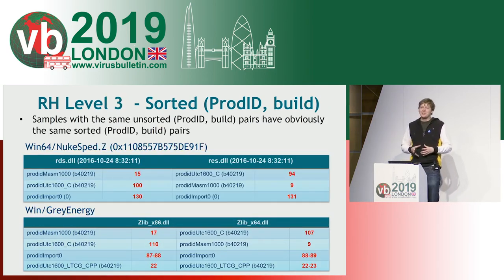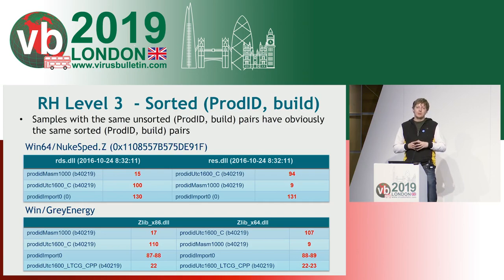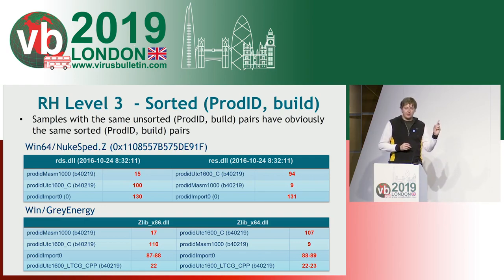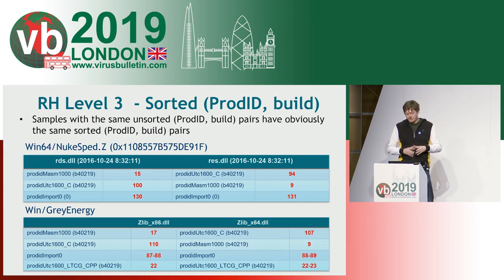But we realized that it's not that easy. Sometimes Microsoft Linker didn't follow the order of product IDs, so we added another level where we sorted by the product ID. And in this case, we were able to cluster well this NukeSped stuff and GreyEnergy files.